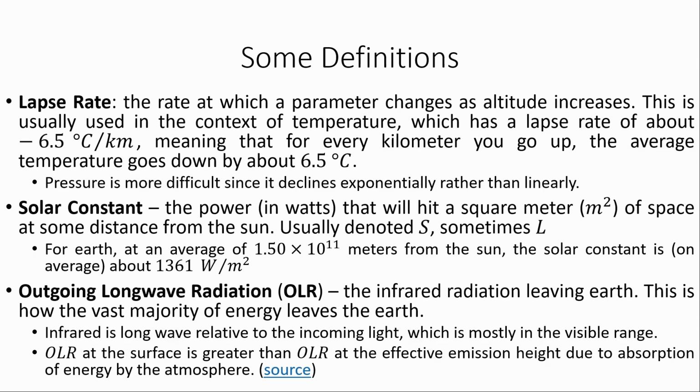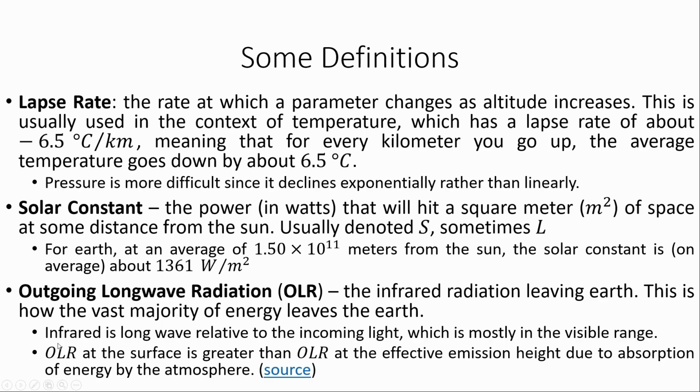We also don't lose very much material into space. Very light elements like hydrogen and helium can get lost out into space, but most of the gases in our atmosphere remain in the atmosphere. And so the energy that we lose is pretty much all from this OLR. And they call this long wave because the infrared is long wave relative to the incoming light, which is mostly in the visible range.